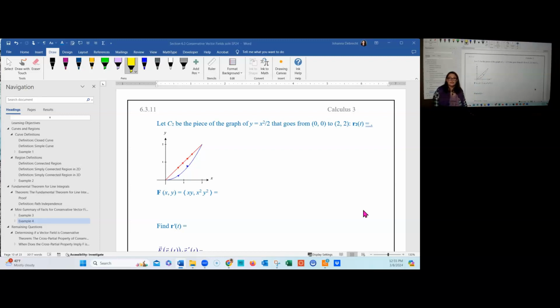Go ahead and pause the video to work out all of this second part, and then turn the video back on, and we'll compare our results with what we got along the first path.